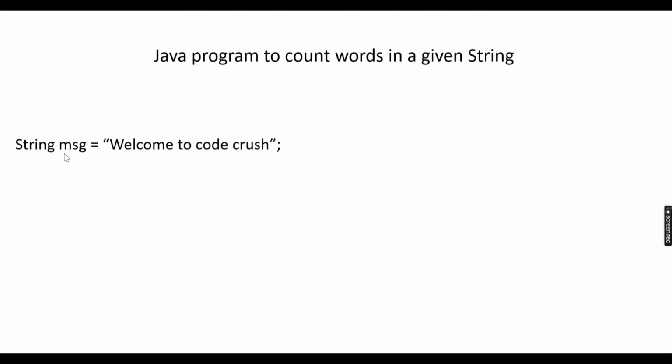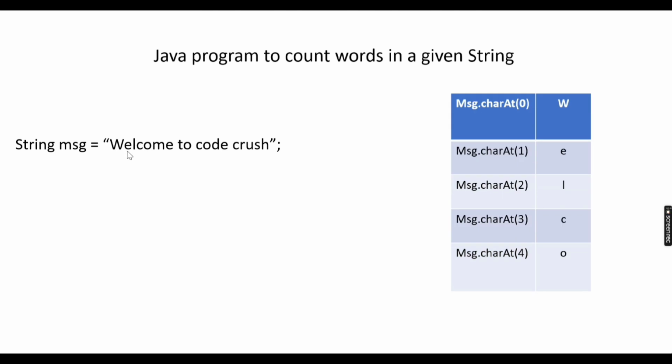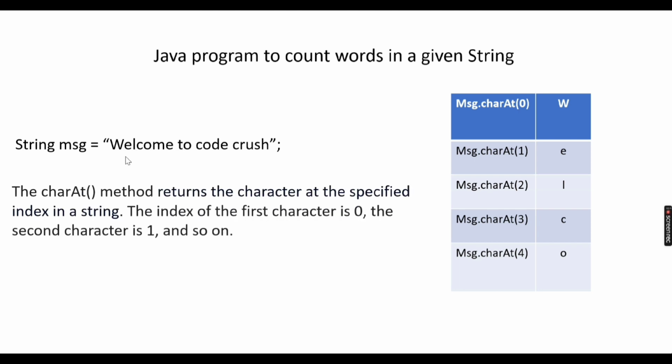So let's say we have a string variable message, and inside this string we have the value "welcome to code crush". Now we already know how we can access the characters of this string at a particular index position with the help of the charAt method. So what does this charAt method do? The charAt method returns the character at the specified index in a string. The index of the first character is 0 and the second character is 1. The charAt method requires one integer argument. It will take one argument or parameter and return the character present at that particular index position. The index of the first character is 0 and then it will increment by 1.